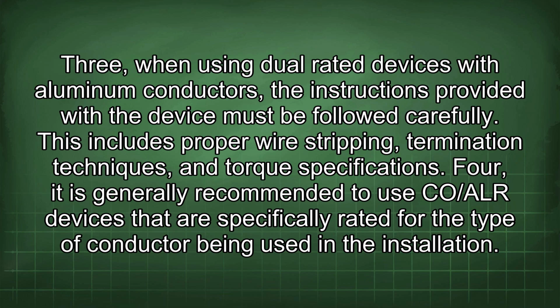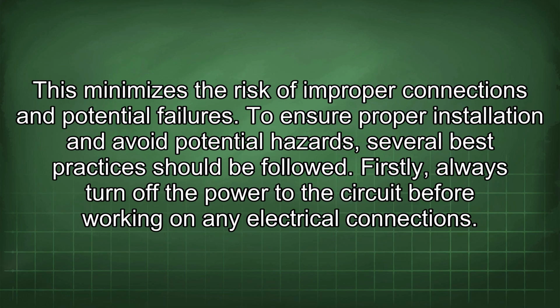3. When using dual-rated devices with aluminum conductors, the instructions provided with the device must be followed carefully. This includes proper wire stripping, termination techniques, and torque specifications. 4. It is generally recommended to use CO/ALR devices that are specifically rated for the type of conductor being used in the installation. This minimizes the risk of improper connections and potential failures.